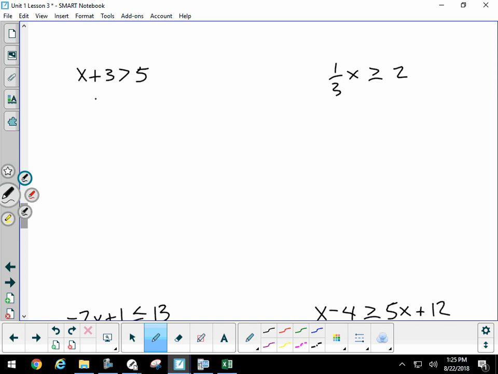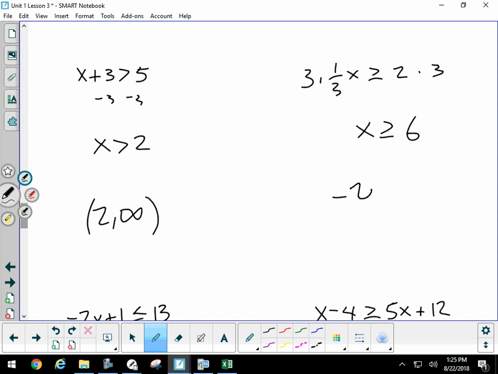Okay, these are just simple. Maybe you want to subtract. Maybe you want to divide by 1/3. It's the same as multiplying by 3. All simple, all easy. 2 to infinity. Don't include. Negative infinity to 6. Include. Oh, sorry, this is x is greater than or equal to, so this is 6 to infinity. Including. Never including infinity.